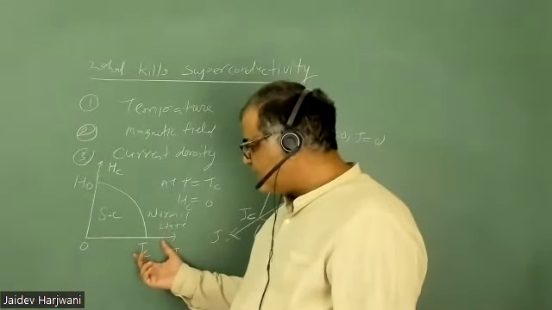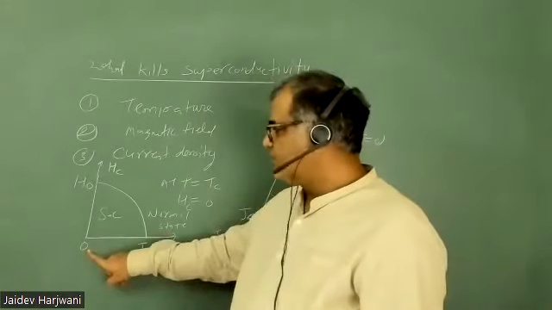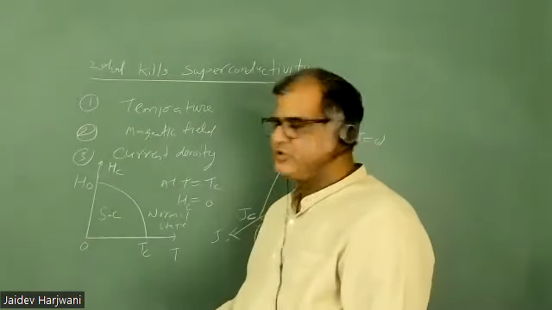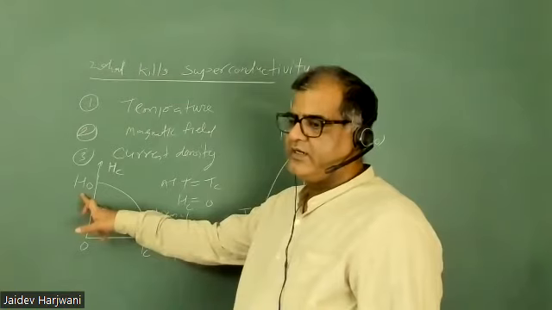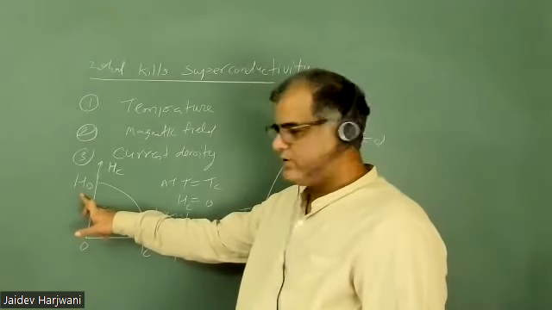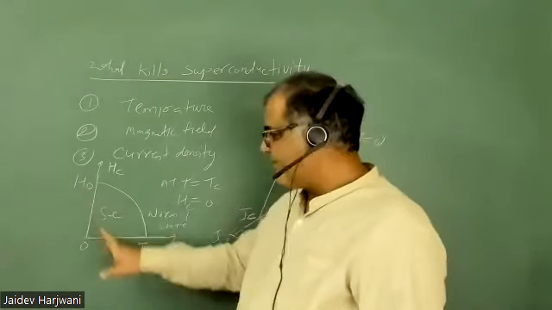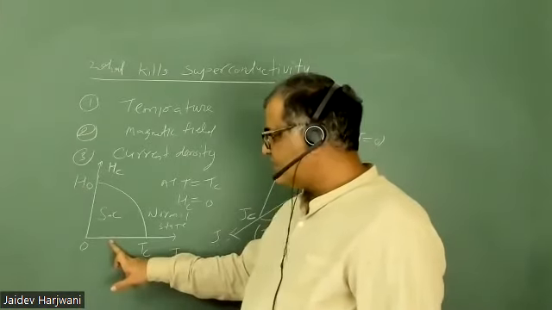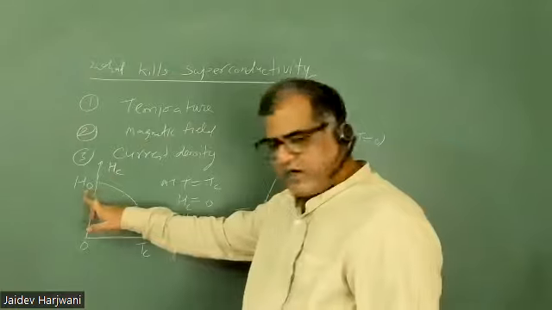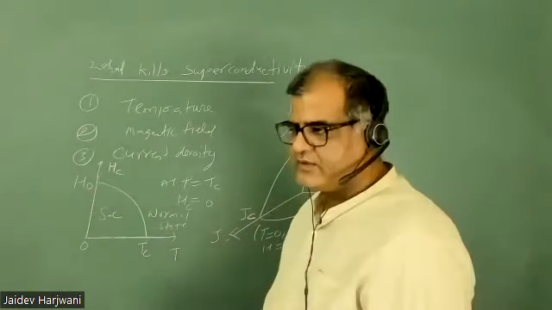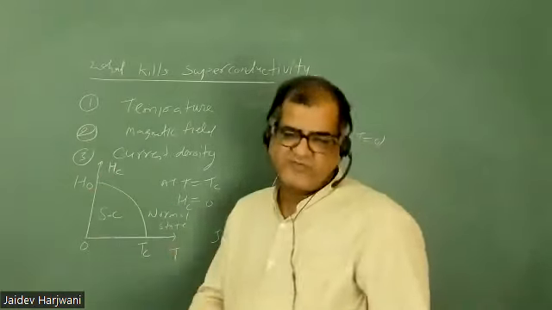Now if it is not at Tc, if it is at zero Kelvin, then how much magnetic field do you require to destroy superconductivity? How much is needed? H naught. Okay. Now temperature somewhere here. Then how much magnetic field is required? This much. So the magnitude of the magnetic field varies depending on the temperature of the system.